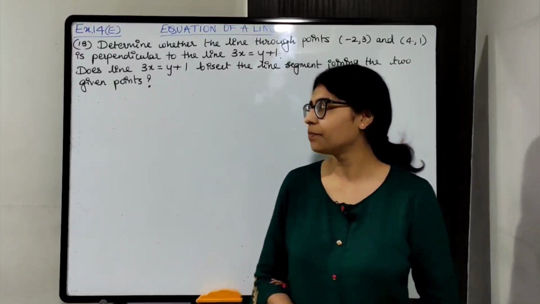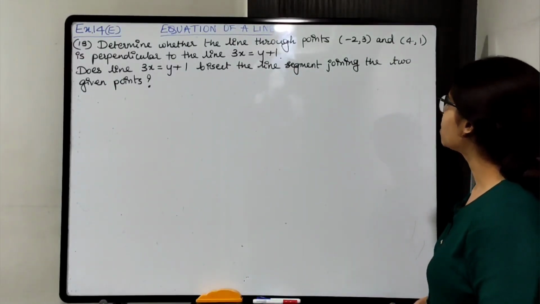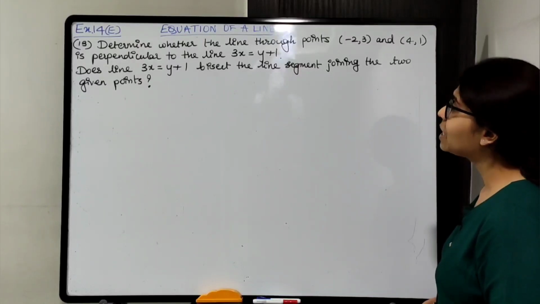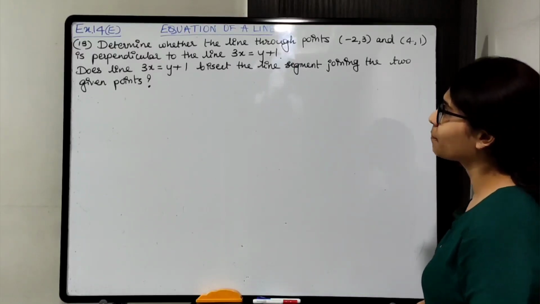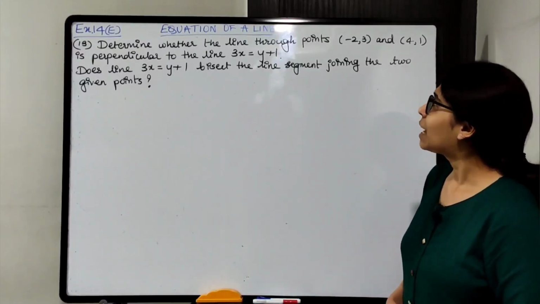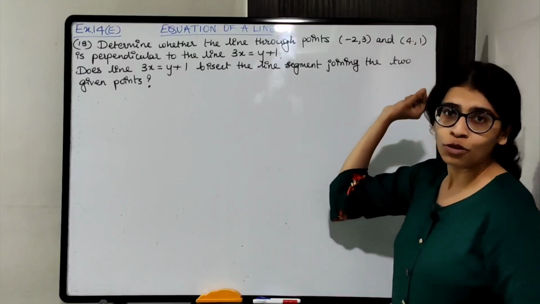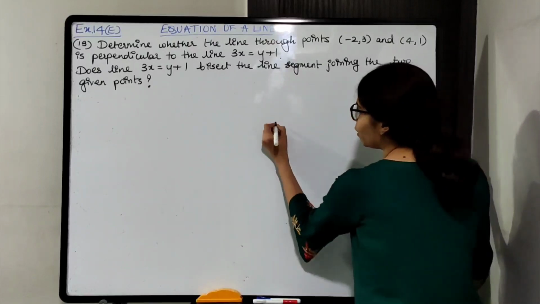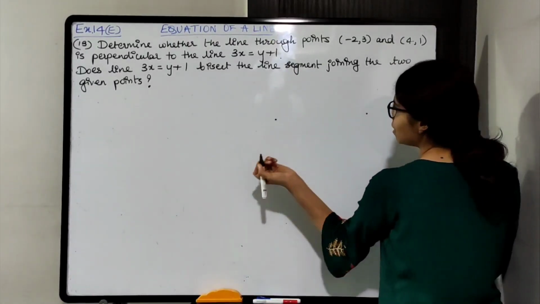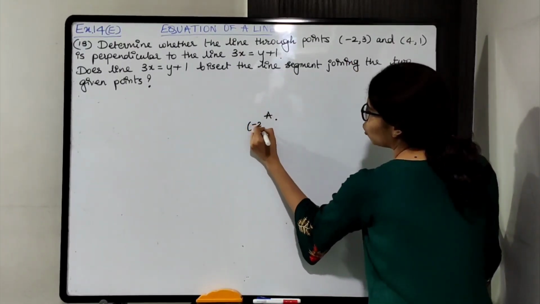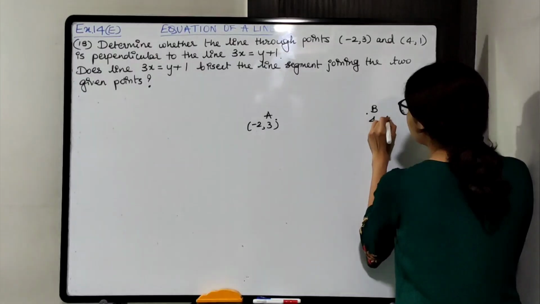Question number 13. Determine whether the line through points minus 2, 3 and 4, 1 is perpendicular to the line 3x equals y plus 1. Does line 3x equals y plus 1 bisect the line segment joining the two given points? It's a very easy question. Determine whether the line through points minus 2, 3 and 4, 1. There is a line passing through the 2 points. Let's draw the points first. There are 2 points. Let's name them as A and B. A we'll take as minus 2, 3, B as 4, 1.